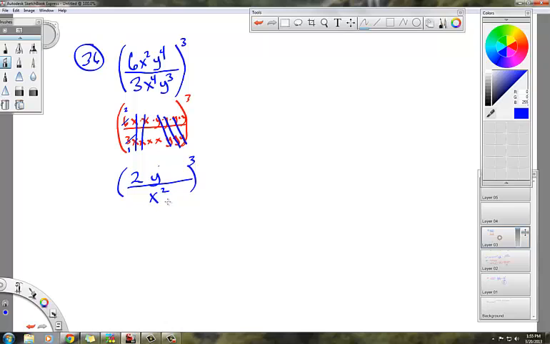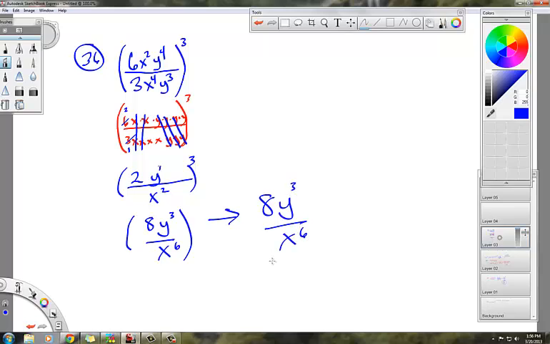I think you would almost have to do it that way. I mean, it makes logical sense to do that. Now I'm going to cube everything. So it's going to turn into 2 to the third, which is 8. Y, now it's y to the first here, so that's going to be y to the third. And on bottom, x to the sixth power. Okay, and now you look, so that exponent is now gone from the outside. We can actually drop these parentheses off. I'll just rewrite it. 8y cubed over x to the sixth.